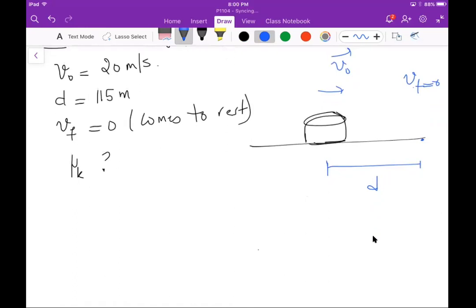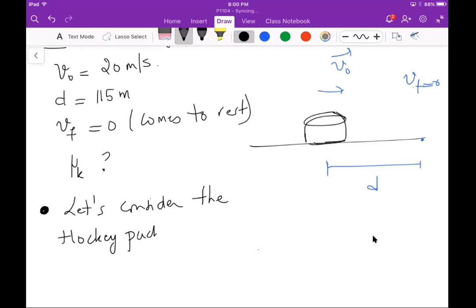In both cases, the only variable that gives you access to mu is the force of friction. If we are talking about a friction force, then we are talking about Newton's law. So let's draw a free body diagram of this hockey puck, and then apply Newton's law, and then see what we have for mu k. So let's do it. First of all, let's consider the hockey puck to be the system, the system to study.